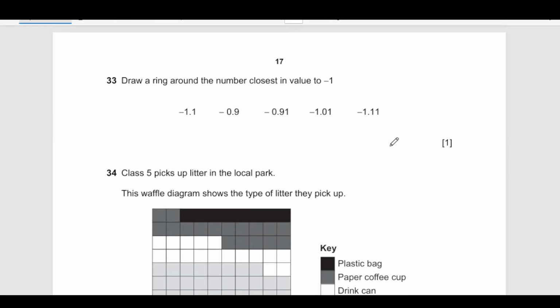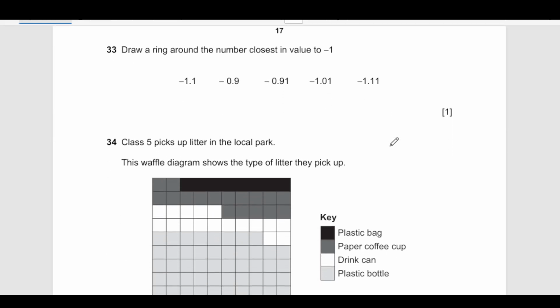Number 33, draw a ring around the number that is closest to the value -1. So, you can just see the difference. Here the difference is 0.1, 0.1, this is 0.09, this is 0.01, this is also 0.11. So, the closest one is this one here.